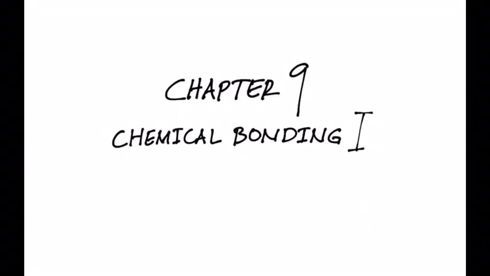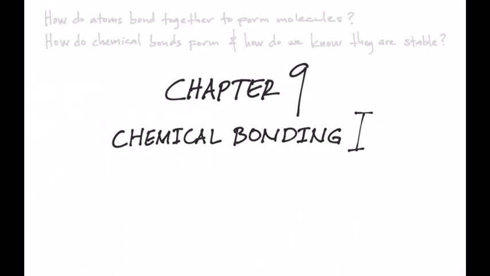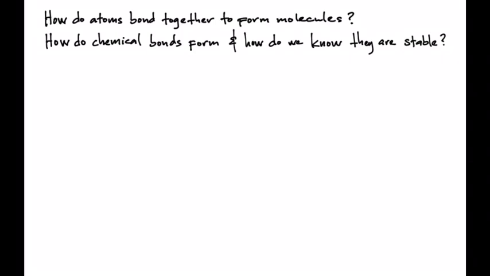Hello everyone. So today's lesson is going to be regarding chapter 9, which is all about chemical bonding. In this chapter we will talk about the basic concepts regarding bonding between atoms within a given compound. I want to start off this lesson by asking these questions. How do atoms bond together in order to form molecules? How do chemical bonds form? And how do we know that they are stable?